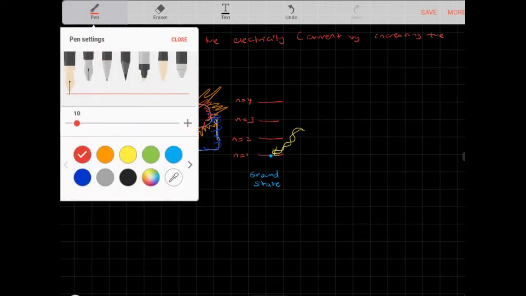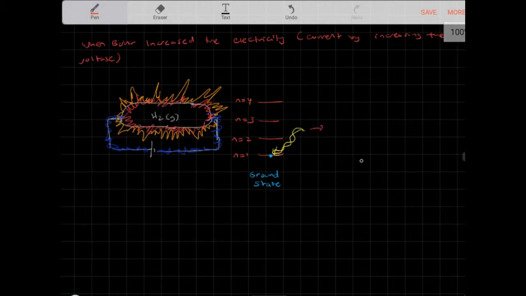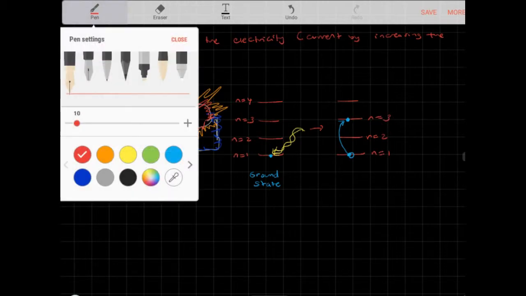Now the electron jumps to a higher energy state. It jumps from ground state, from the first energy level all the way to the third energy level this time. This is a bigger jump, a larger jump. But once again, now we're at a new excited state.